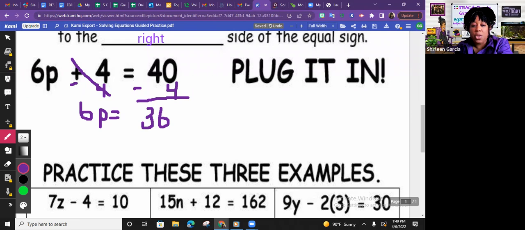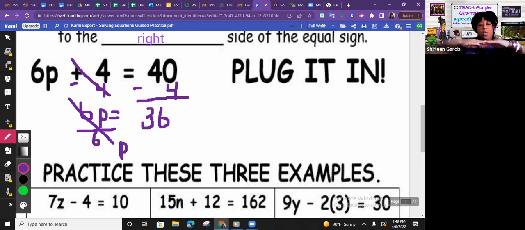Remember, the coefficient and the variable are married together so they can multiply. So the opposite of 6 multiplied by p is dividing it. So we're going to divide this by 6. That cancels it out. Now the p is all by itself. But now our equation is lopsided because we only did one thing to one side. We have to do the same thing to the other side to bring our equation back to balance.